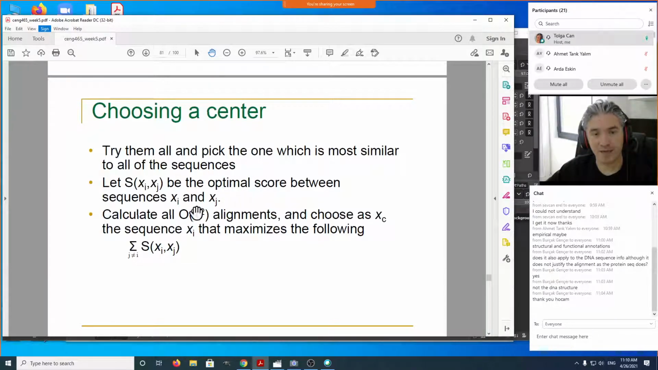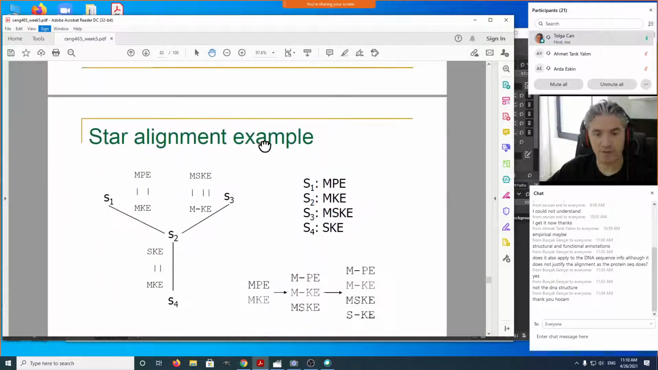If the optimal alignment between xi and xj has this score S, after we perform the pairwise alignment between i and j, there are k square alignments. The exact number is k times k minus 1 divided by 2. So k choose 2 is k times k minus 1 divided by 2, which is O of k square in big O notation. So we choose C which maximizes the sum score.